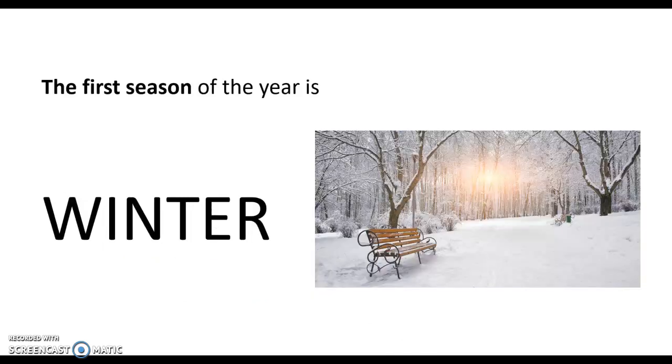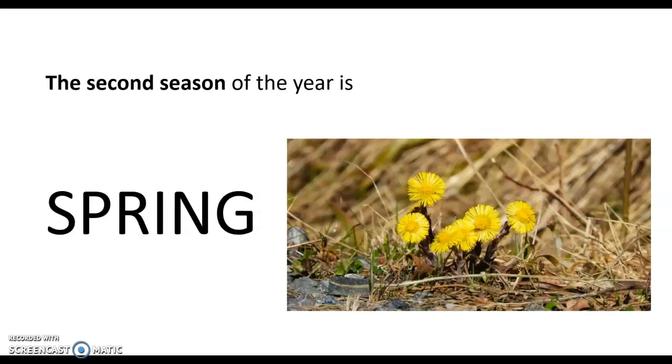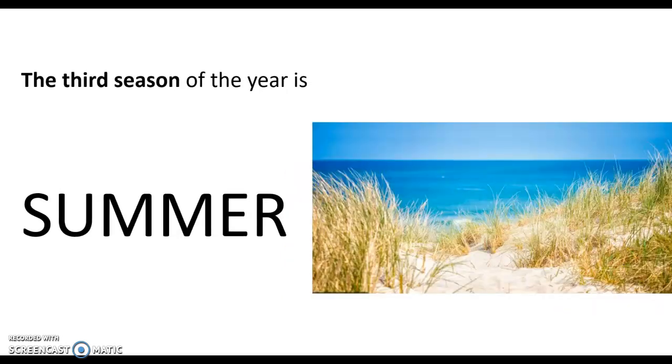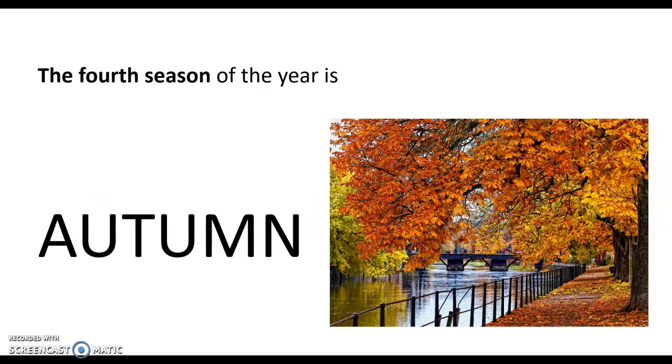The first season of the year is winter. The second season of the year is spring. The third season of the year is summer. The fourth season of the year is autumn.